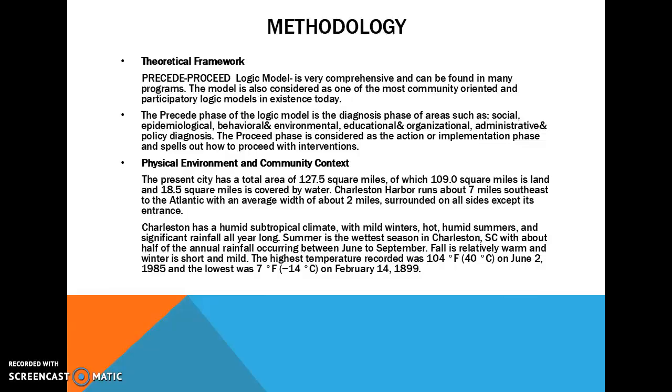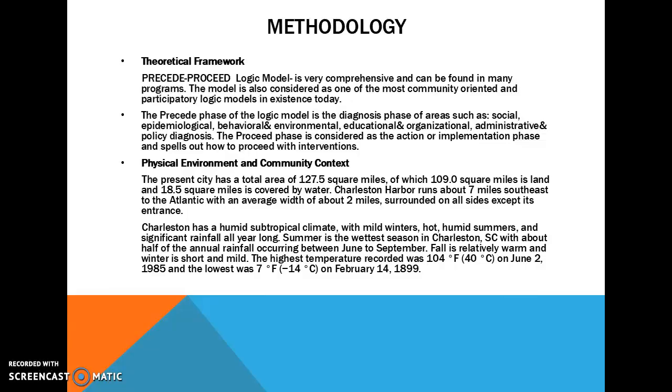So I'll go into some detail about the physical environment of Charleston, South Carolina. The city has a total area of 127 square miles. About 109 square miles is land, and about 18 and a half square miles is covered by water, which is substantial.